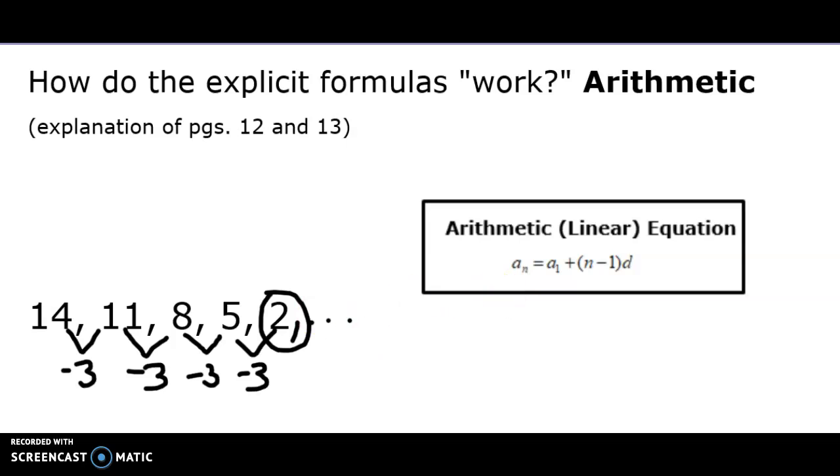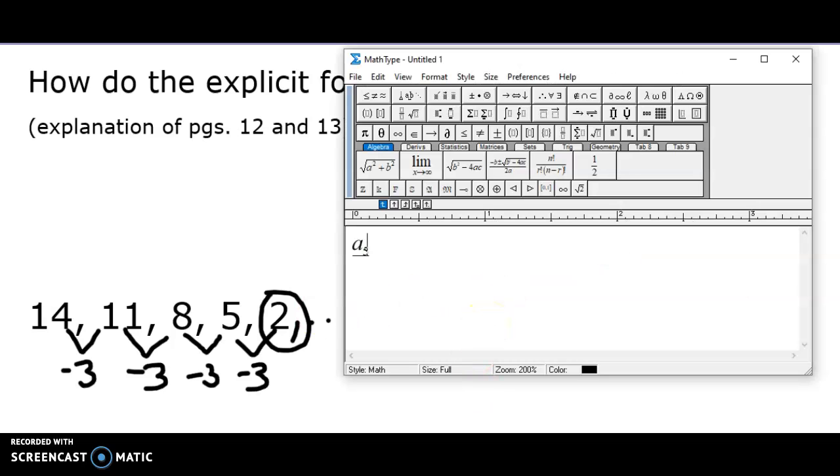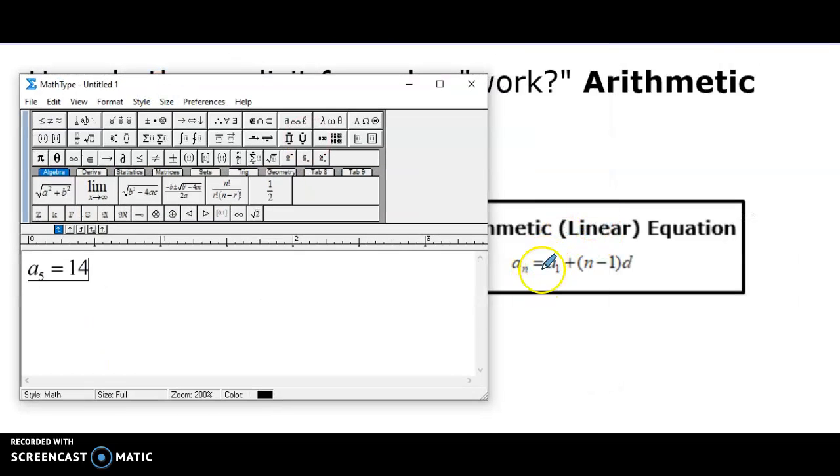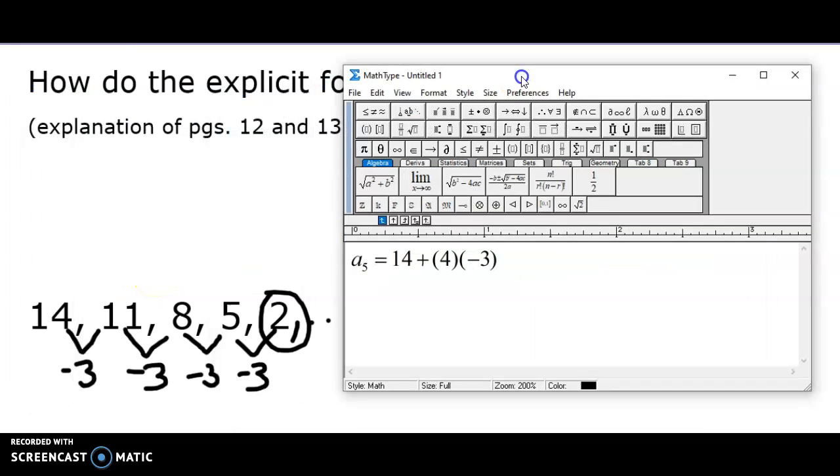So let's see that actually working out. So if I want to find a sub 5, a sub 1 we know is 14, and I'm getting this from that general form. Here, I'll move this out of the way. I'm getting this from here, so that's 14 plus n minus 1. Well, if n is 5, n minus 1 is 4. I'll just put in parentheses just in case. 4 times that common difference of negative 3. So let's do this in our head, and I can show you how to do it on the calculator. 4 times negative 3 is negative 12. Plus 14 is going to be 2. Negative 12 plus 14 is 2, and that's the fifth term. That's what we wanted. Perfect.